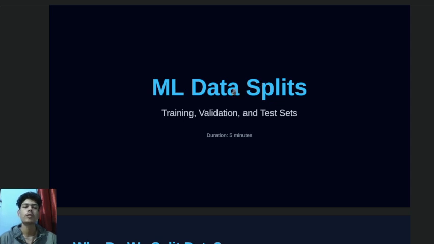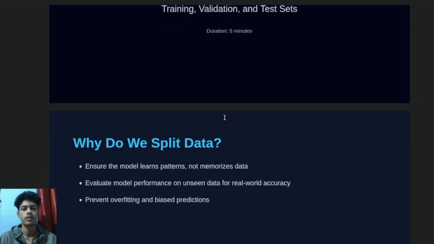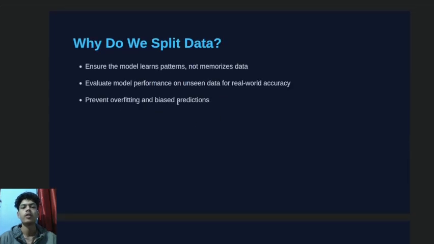The question is: explain the purpose of training, test and validation sets in machine learning. What is cross validation and how does it differ from a simple train validation test split? So we will go for this answer, and here we will see why we split data.